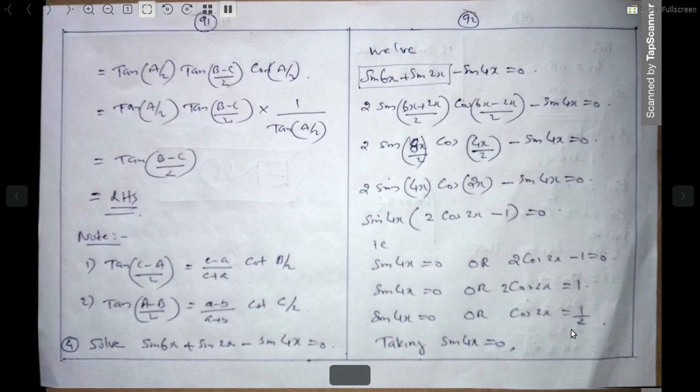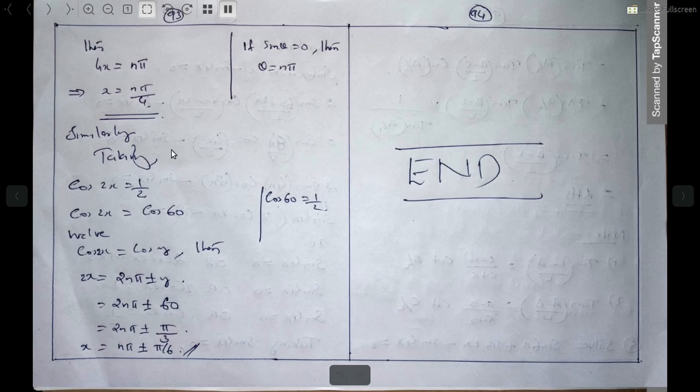Then now we are taking cos 2x is equal to 1/2. Since cos 60 is equal to 1/2, this 1/2 can be replaced by cos 60. So cos 2x is equal to cos 60. This is by the formula for cos x equal to cos y. Then x is equal to what? 2nπ plus or minus y, from the previous formula. This formula can be seen from previous pages.